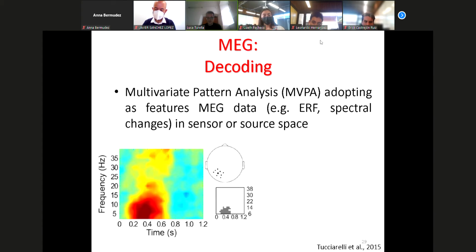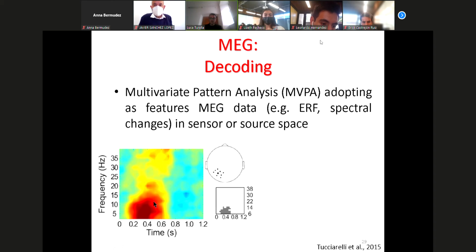This is, for example, a study that we conducted some time ago, and you can see here in the figure that instead of plotting the power change as we've seen before, we plotted the decoding accuracy of our classifier in a specific sensor. And we can see that there is significant decoding in this time period. Whatever it means at the moment is not important.